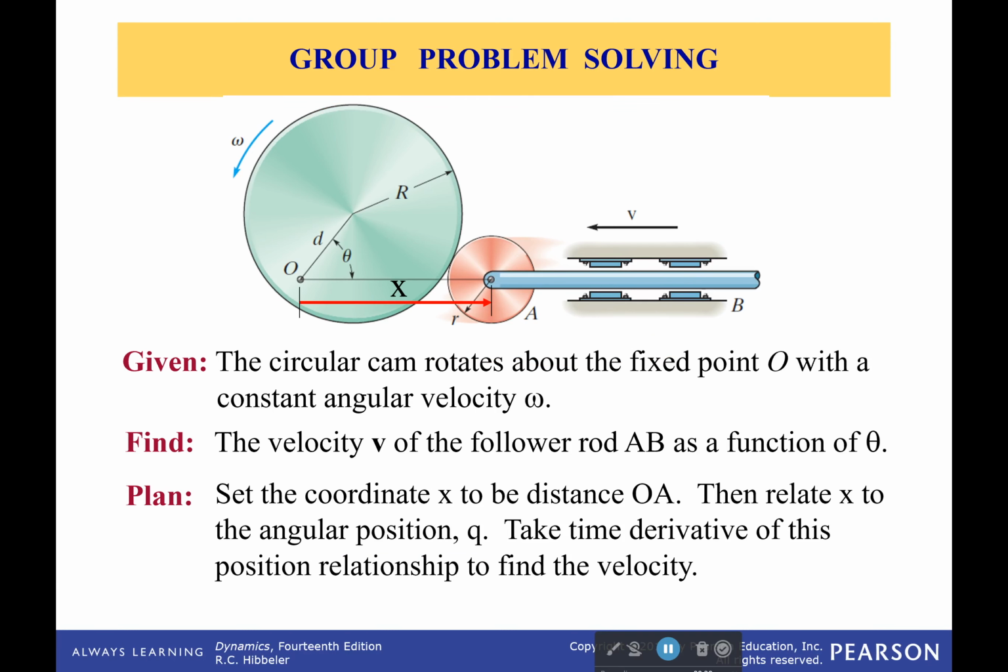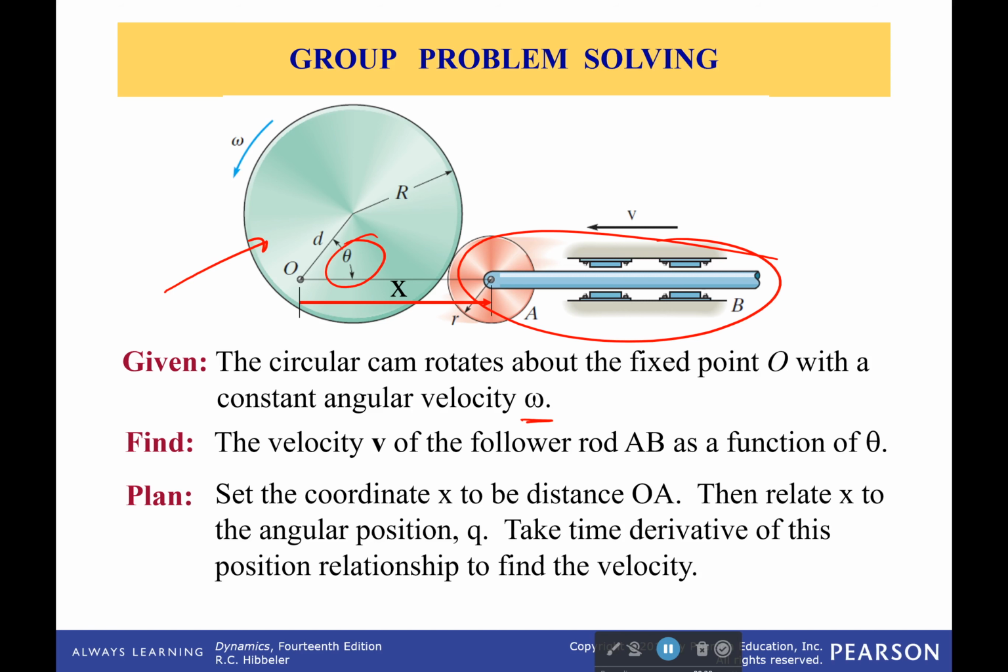So what's it asking us to do? Well, what we have here is a circular cam and it rotates with a fixed point O with a constant angular velocity omega. We want to find the velocity of this follower rod, AB, as a function of the angle theta.